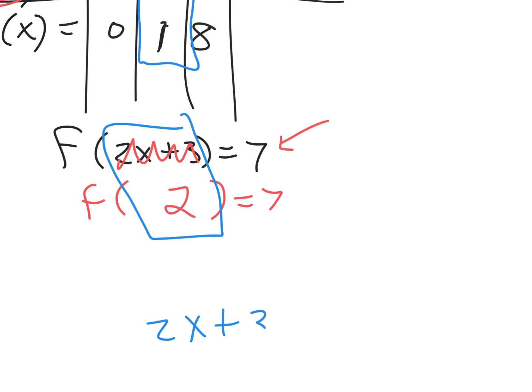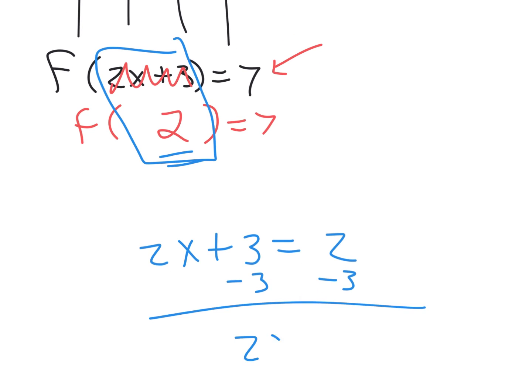2x plus 3 must be equal to that, 2. And then I'm going to subtract 3 from both sides. 2x equals negative 1. x equals negative 1/2. Who got that one right just now? That's not many people. I think you forgot how to do those.